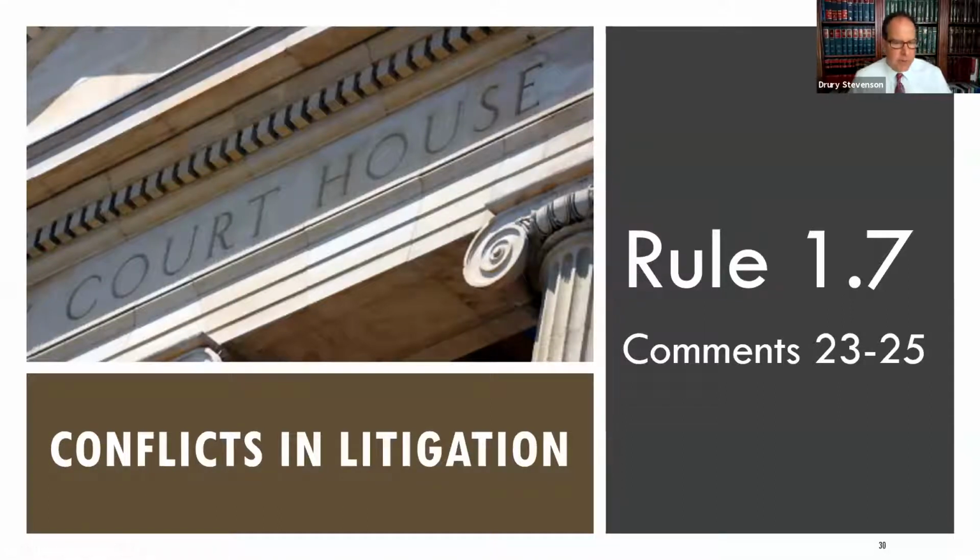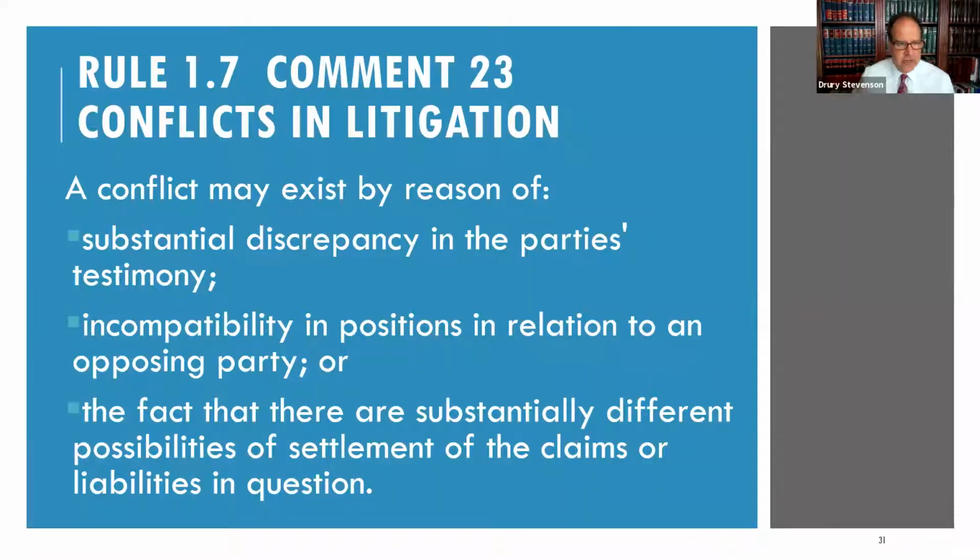Comments 23 to 25 under Model Rule 1.7 focus on fleshing out specifics about the conflict of interest issues that arise for litigators or lawyers representing parties in litigation. There's a few ways to think about the conflicts of interest that can come up.